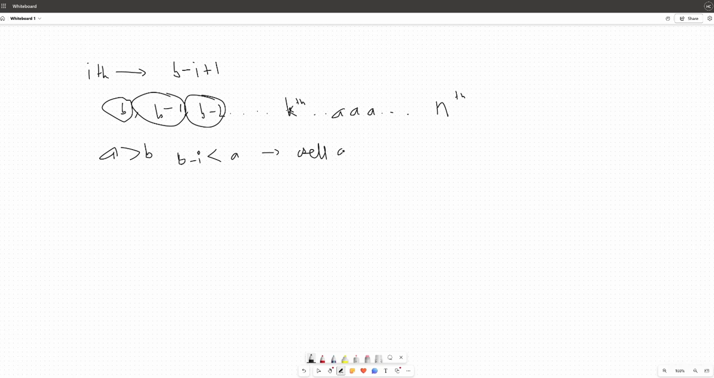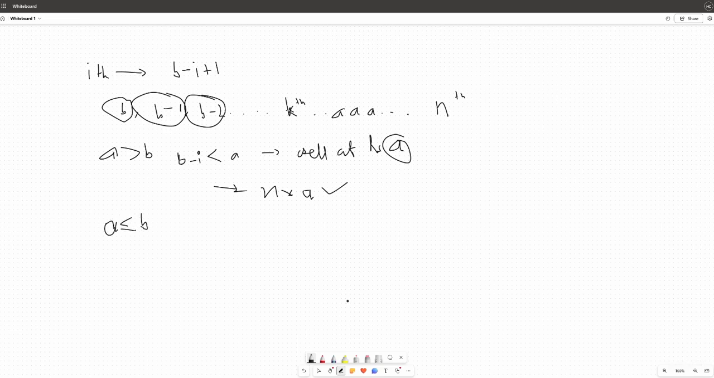Sell at A rupees, right? So we'll be selling it at that price, and the total cost price will be n times A. That will be our answer. And in the second case, we have if A is less than or equal to B.